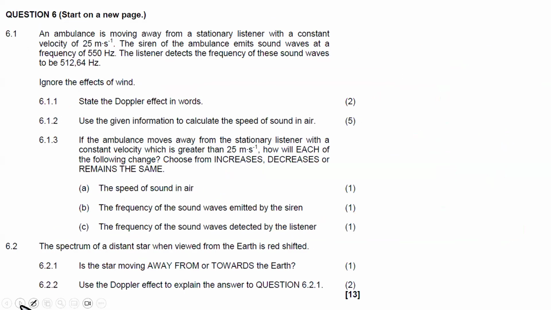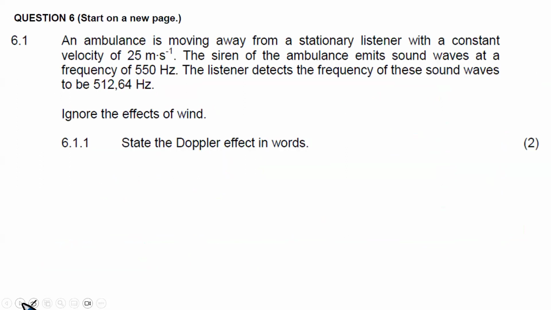Moving forward, I want us to spend some time on the ambulance question. This section constitutes what you call the Doppler effect. An ambulance is moving away from a stationary listener with a constant velocity of 25 meters per second. The siren of the ambulance emits sound waves at a frequency of 550 hertz. The listener detects the frequency of these sound waves to be 512.64.